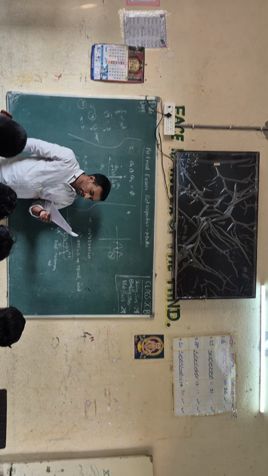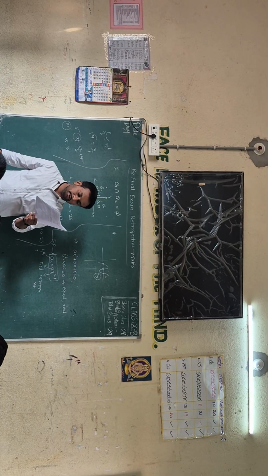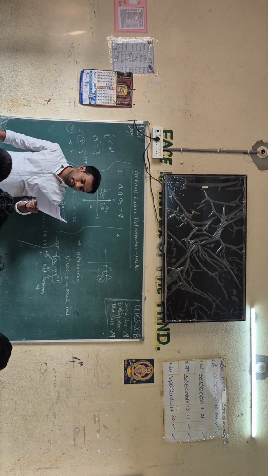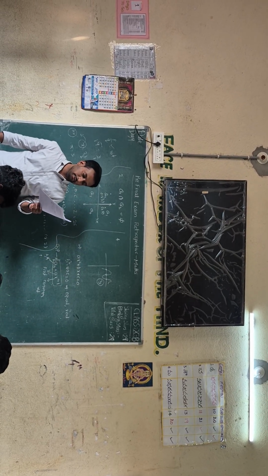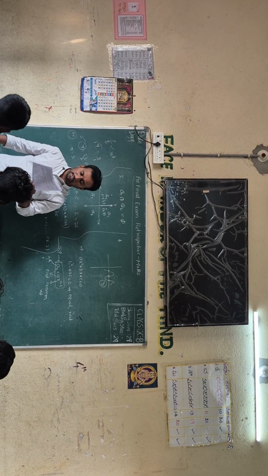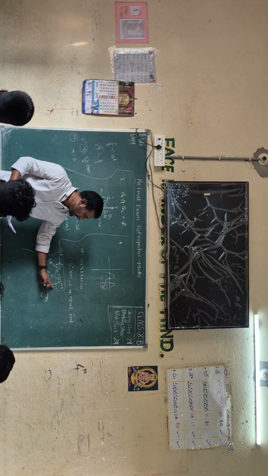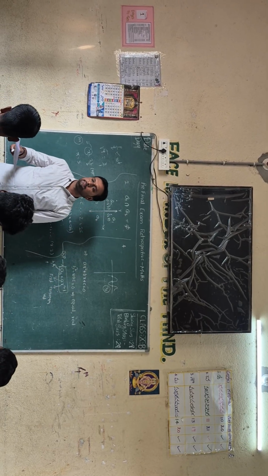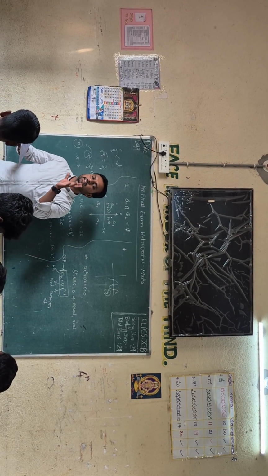Okay, so look at the options. First term, common difference; first term, common ratio; common difference, common ratio; first term, common ratio. I think B is the right answer. Yes, because first term means a and the common ratio means r. Right? So this is very simple.